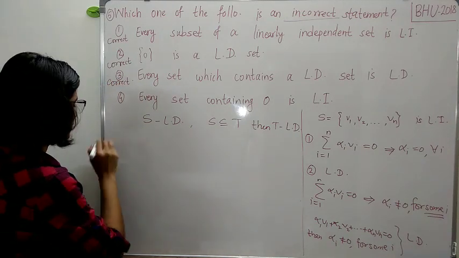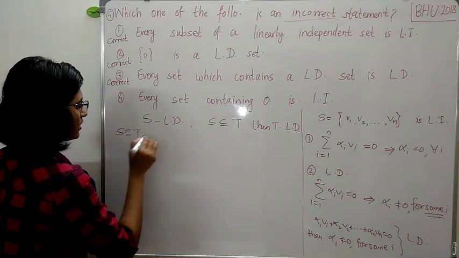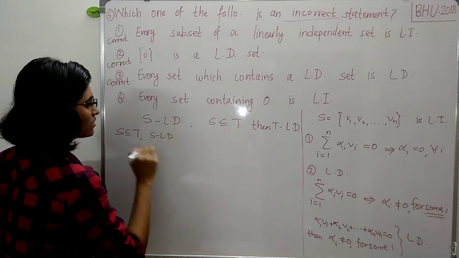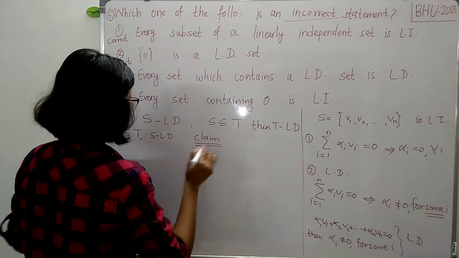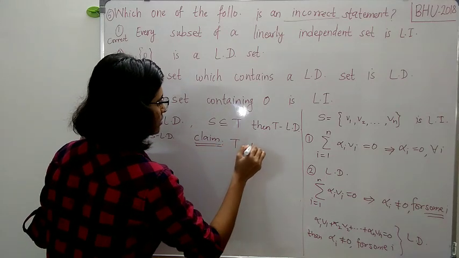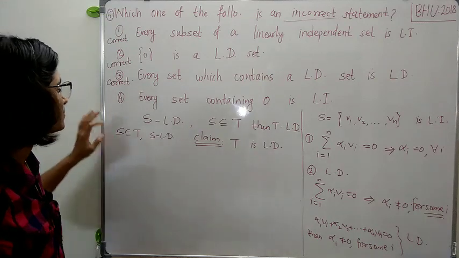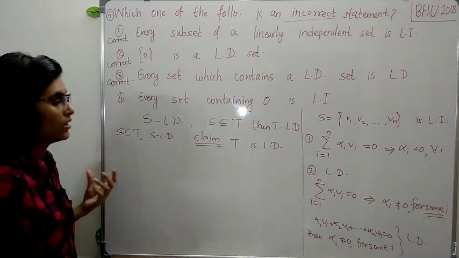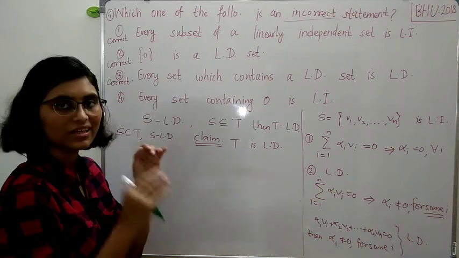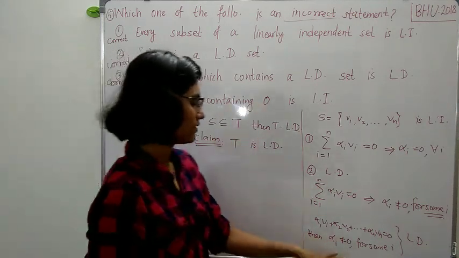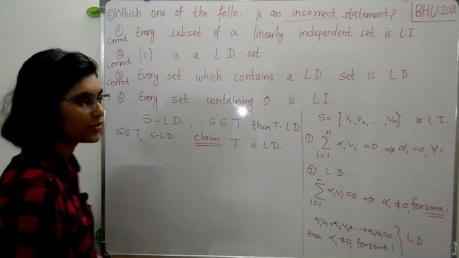So what is our aim? S is a subset of T and S is linearly dependent. Then our claim is to prove that this T is a linearly dependent set. So how to proceed? We just take the linear combination of elements of T and show that in the linear combination there is some alpha I which is not 0, and then this T becomes linearly dependent.